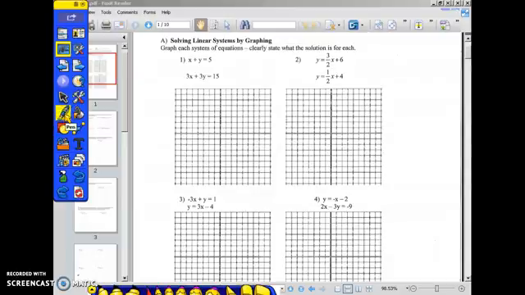Solve linear systems by graphing. Graph each system of equations. Clearly state what the solution is for each. Number 1, x plus y equals 5, and 3x plus 3y equals 15.